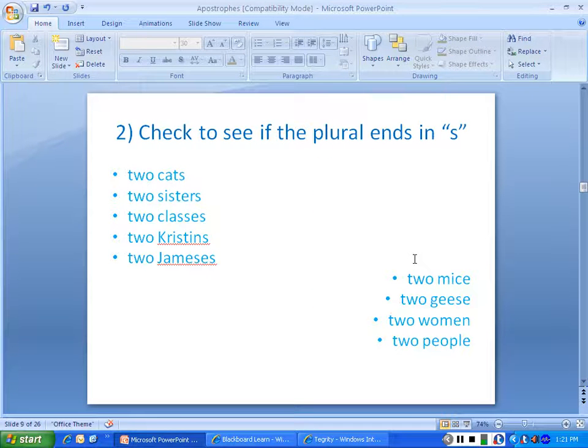The next step is to check to see if the plural ends in S or whether it does not end in S. Cats ends in an S. Sisters ends in an S. Classes ends in S. Kristens ends in S. And Jameses ends in S. Two mice, two geese, two women, and two people do not end in S even though they're plural.